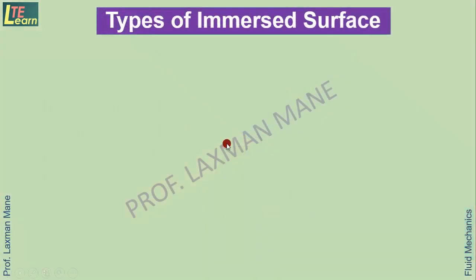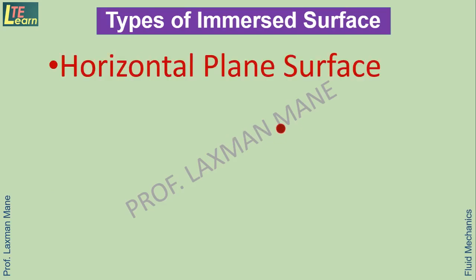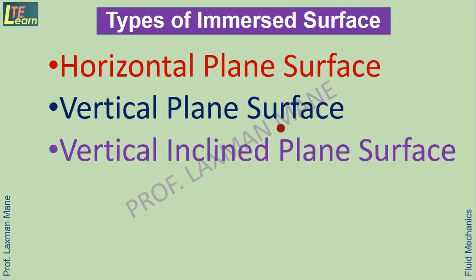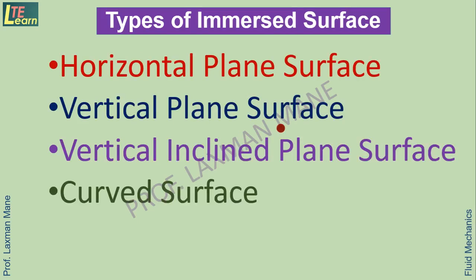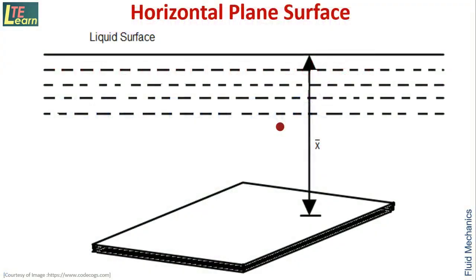In order to study total pressure and center of pressure, there are different types of immersed surfaces. So here are some types: horizontal plane surface, vertical plane surface, vertical inclined plane surface, and curved surface. Horizontal plane surface: here we see this is the horizontal plane surface which is immersed below the liquid, and this is a free liquid surface. From this free liquid surface, this horizontal plane is situated at a depth of x bar.